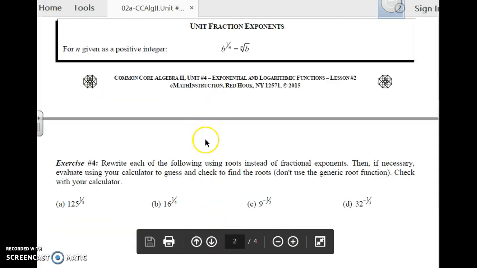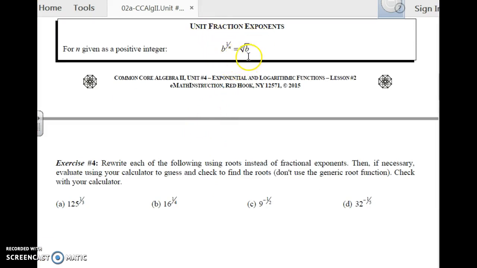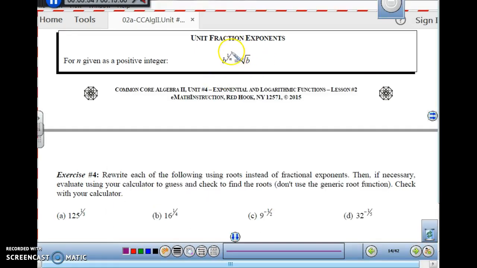Okay, so to extend that, we know for unit fraction exponents, b to the 1 over n is equal to the n root of b. So remember, the 1 is the power, so this is b to the first power, and the root is the index right here. This is the root or the index. So if this is 1/2, like we said, if the bottom number is 2, that's assumed to be a square root. If it's any other number, it would be a different root.